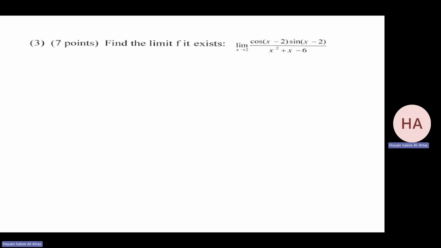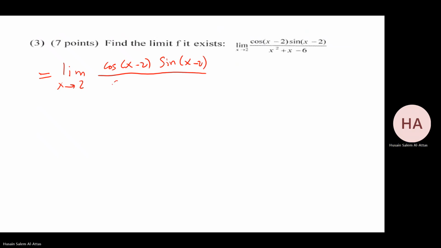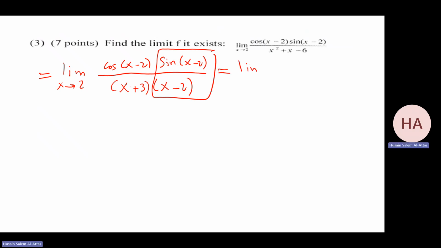Find the limit, if it exists, for this one. Substitute, you have 0 over 0. So this is the limit as x goes to 2 of cosine x minus 2, sine x minus 2, over x squared plus x minus 6. So it will be x plus 3, x minus 2. This will be 1, and this you can substitute. This will be the limit as x goes to 2 of cosine x minus 2 over x plus 3, which you can substitute, times this limit.